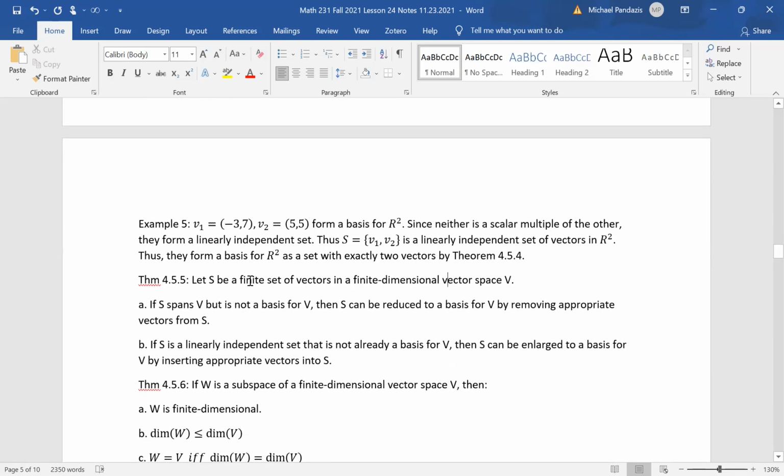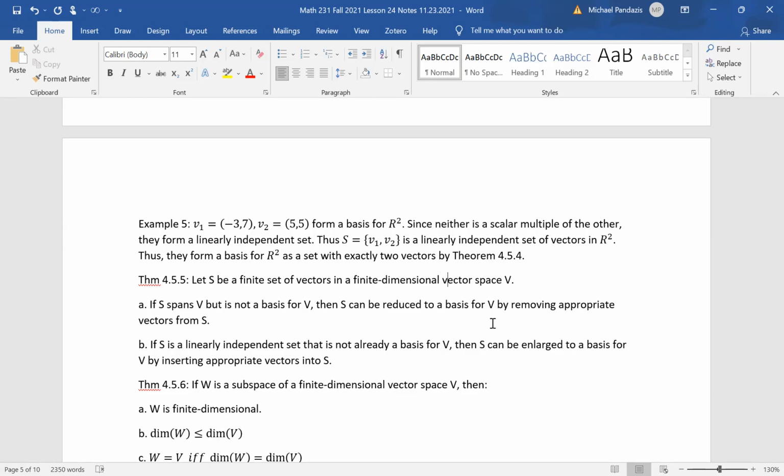The next theorem is theorem 4.5.5. Let S be a finite set of vectors in a finite dimensional vector space V. Part A: if S spans V but is not a basis for V, then S can be reduced to a basis for V by removing appropriate vectors from S. Once you have a set that spans a vector space, the only way it would not be a basis is if it's not linearly independent, because a basis means it's both linearly independent and spans. And so if it does span but is not a basis, it means it's not linearly independent.